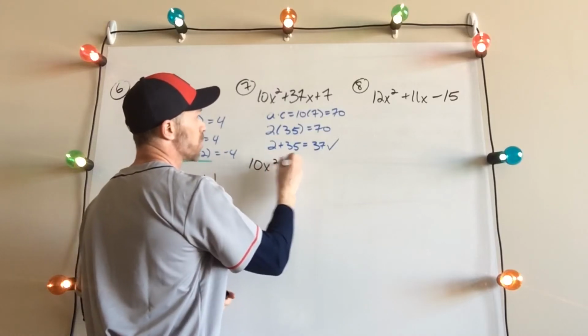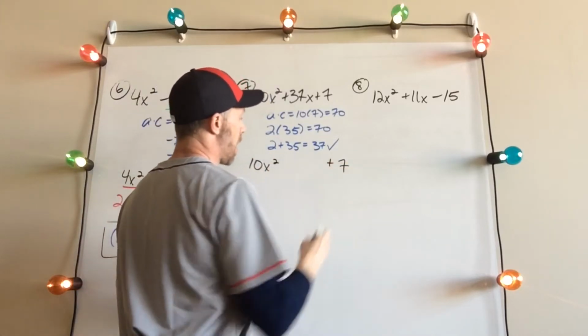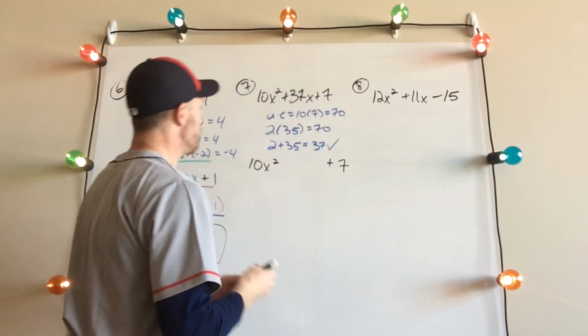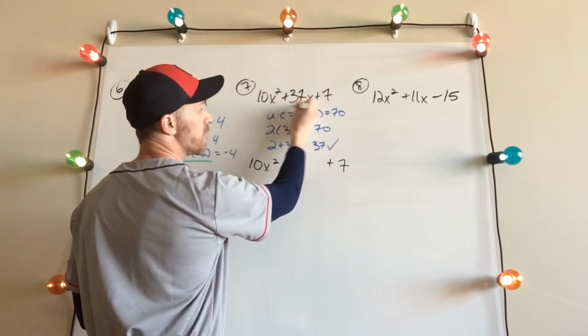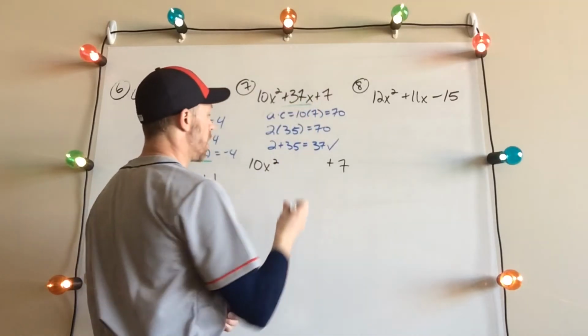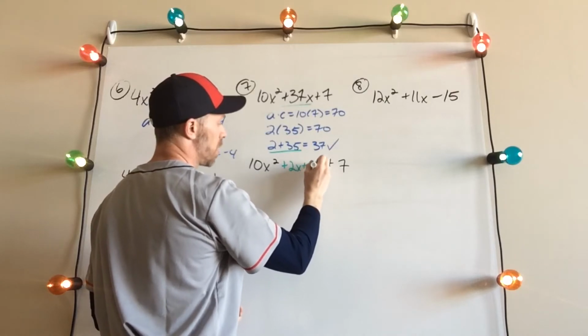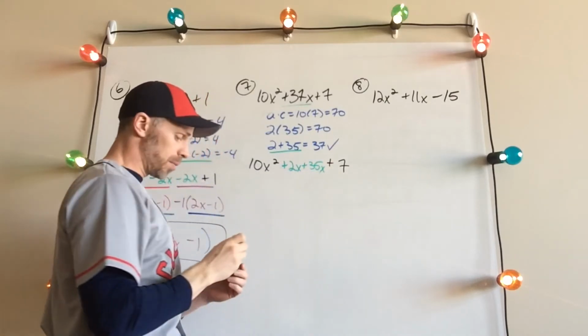That was our 10x squared. Keep the last piece. But then we unsimplify the middle term. The middle term, which was that 37x. We're going to unsimplify it with those numbers there. So 2x and 35x.